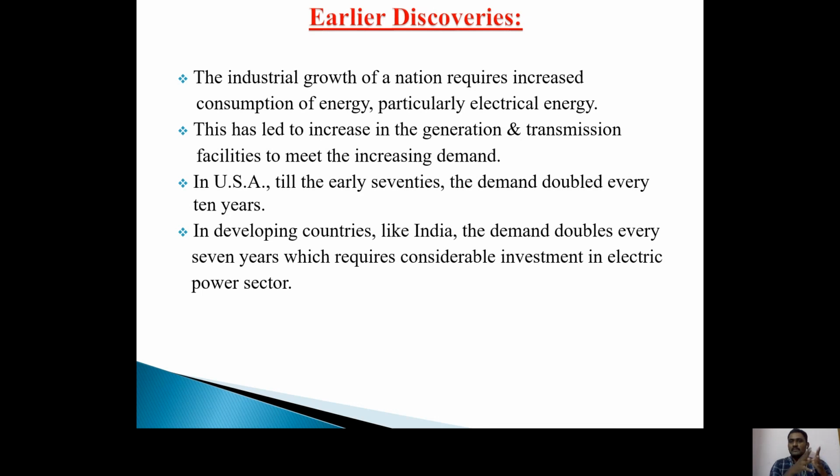In developing countries like India, for every 10 years the demand is doubling. But compared to developed countries like the USA, in the USA the load demand is increasing year by year, that too in double numbers.